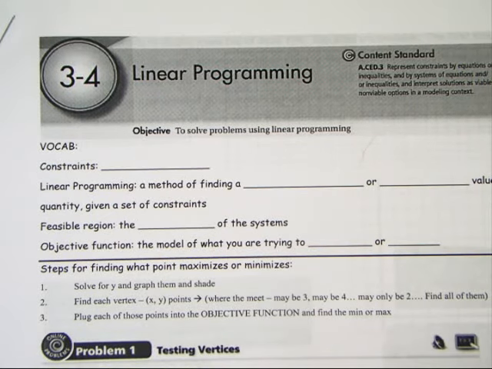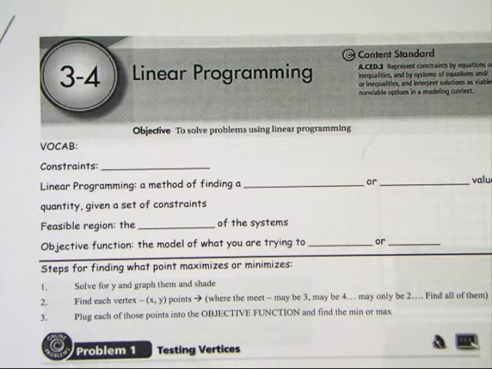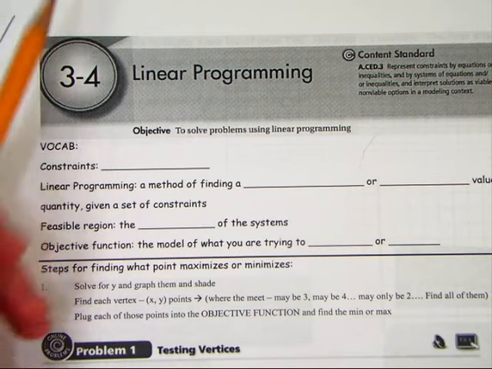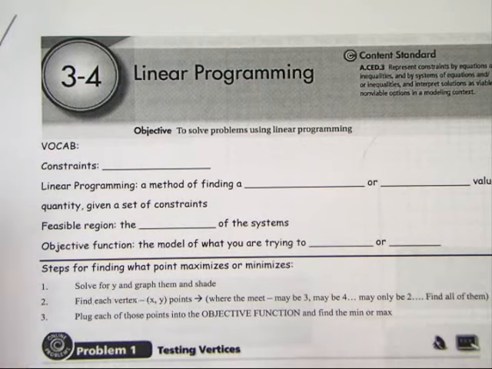All right, as we move on, we're going to talk about Chapter 3, Section 4, Linear Programming. Now, linear programming is new. Everything we've done so far has been review of Algebra 1. This will be the first new item that you see so far. Linear programming helps us to minimize and maximize profits and costs.